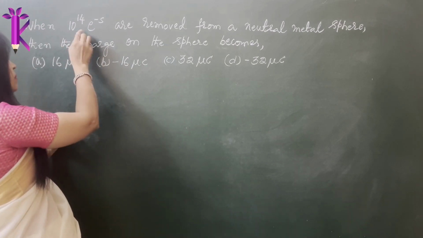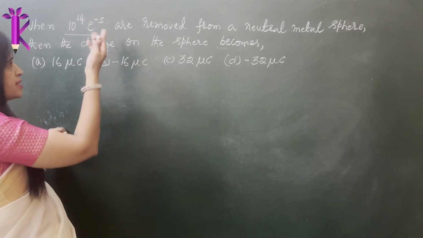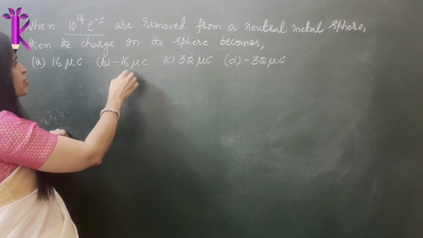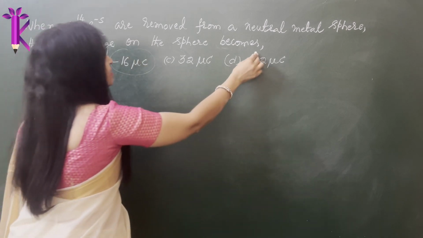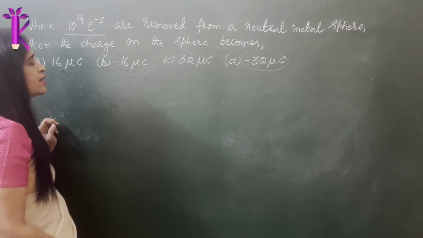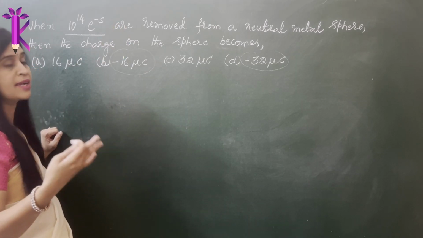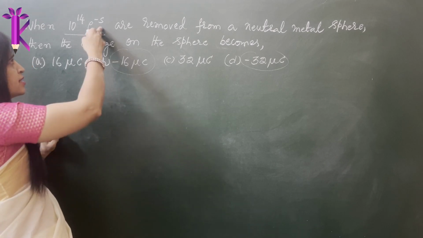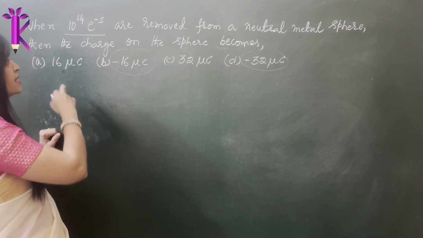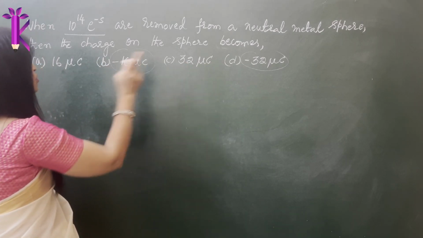Let's see. When 10 power 14 electrons are removed from a neutral metal sphere, you are removing electrons, that means it's positively charged. Then the charge on the sphere becomes, obviously it has to be positive charges. So you can rule out these answers, right? Because you are removing electrons, if electrons are removed, then there will be an increase in the number of positively charged particles. So the answer has to be positively charged. So these answers can be easily removed. You have to choose between these two.